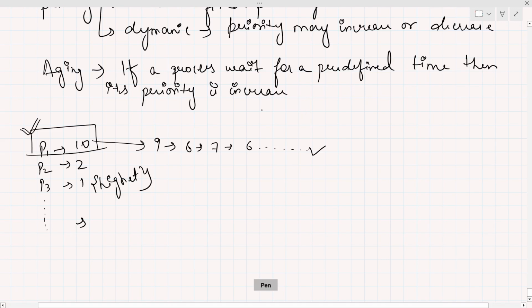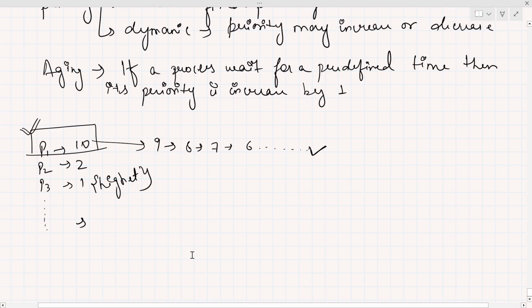Decrease or increase is for your understanding, but in the real thing, what you are doing here is increasing the priority of P1, and at one particular time when you increase the priority, then definitely it will get the CPU. So aging is: if a process waits for a predefined time, then its priority is increased by 1 unit. This is what happens in a priority based algorithm.